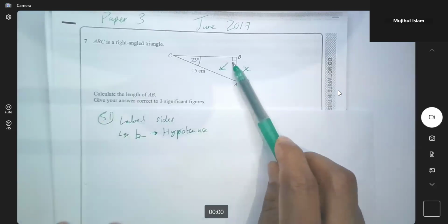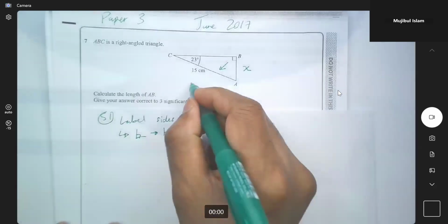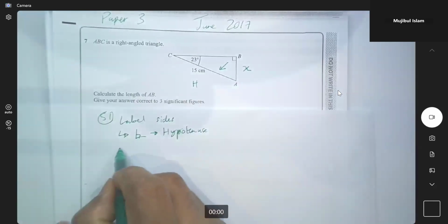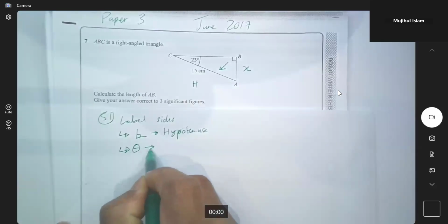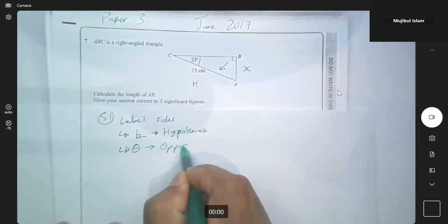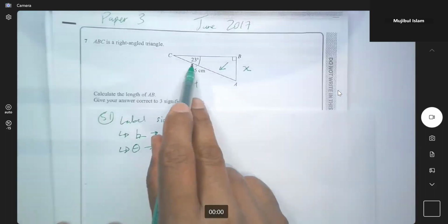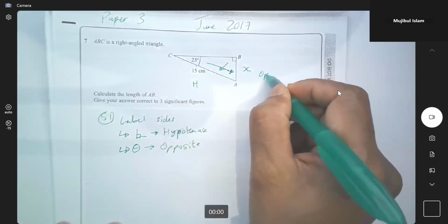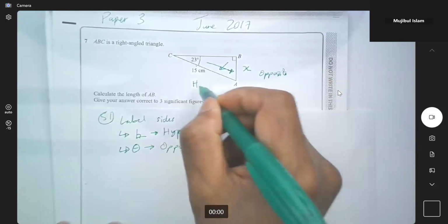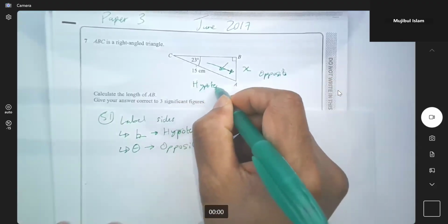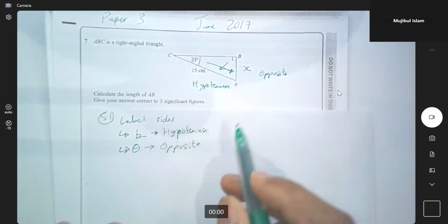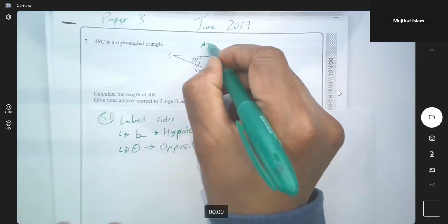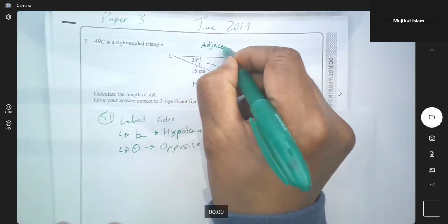So opposite the right angle is my hypotenuse, H. The next one, opposite the angle, is my opposite side. This is my angle, 23 degrees. Opposite that is my opposite side. Hypotenuse. And then the missing one is adjacent. The last one is adjacent.